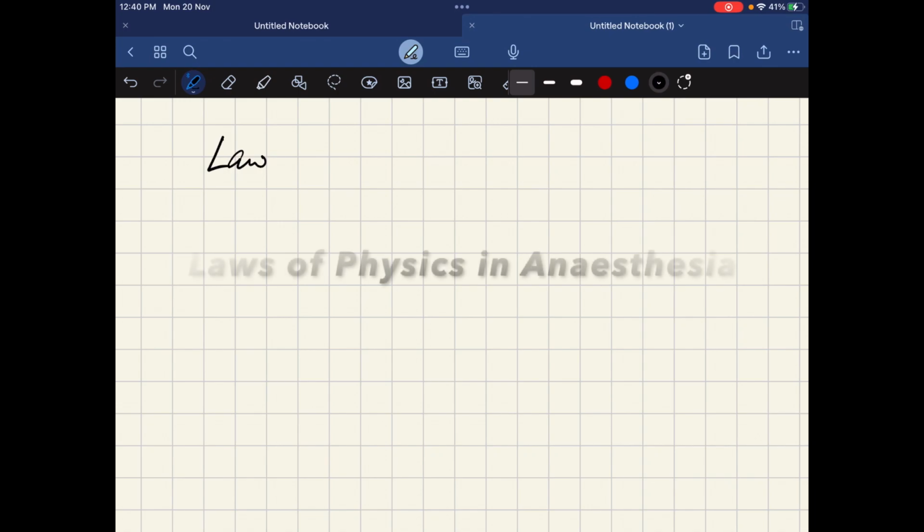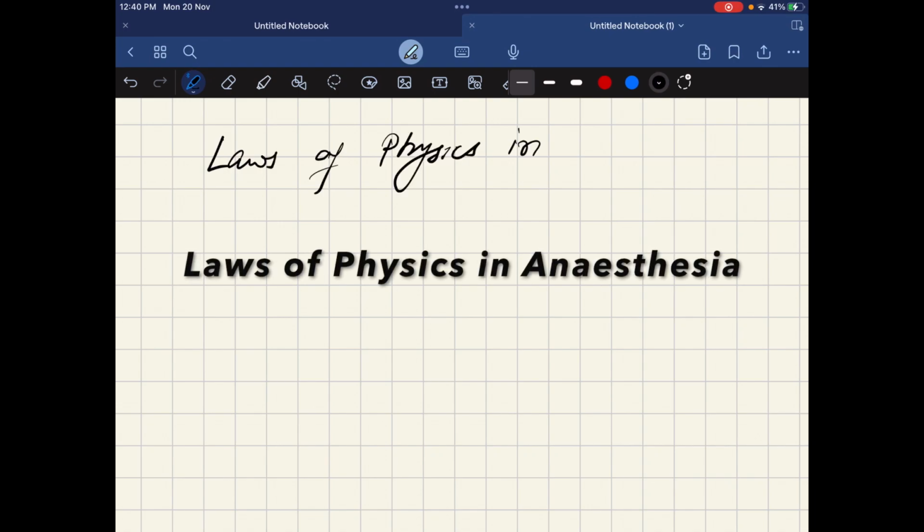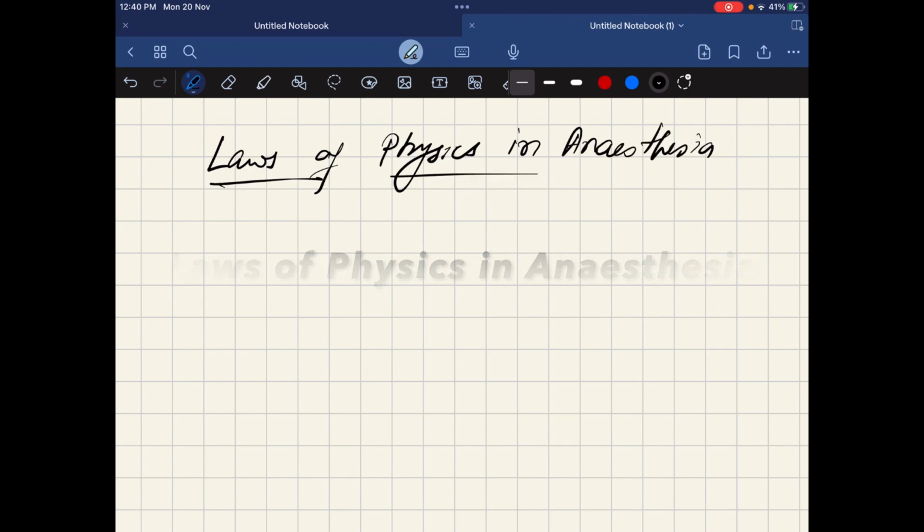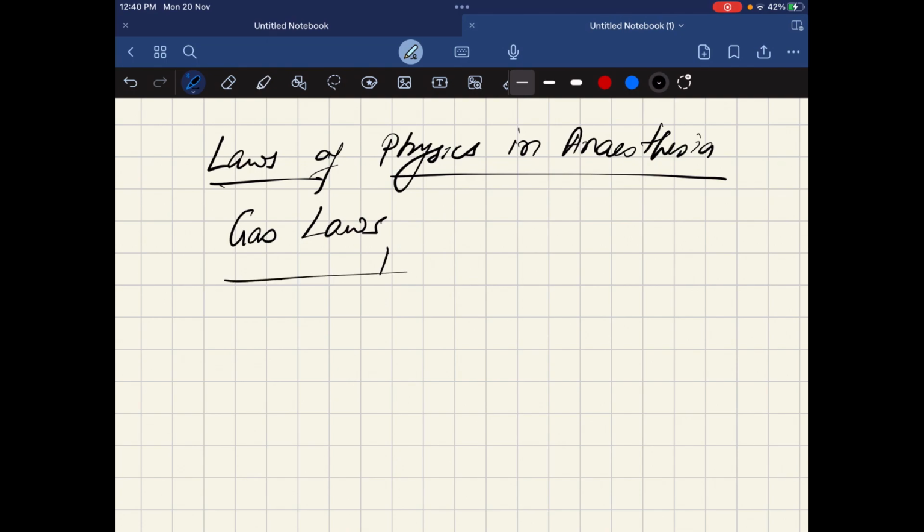Good morning. Today we are discussing laws of physics in anesthesia. These are quite common questions asked in vivas and even in the MCQ exam of anesthesia. First I will discuss gas laws.